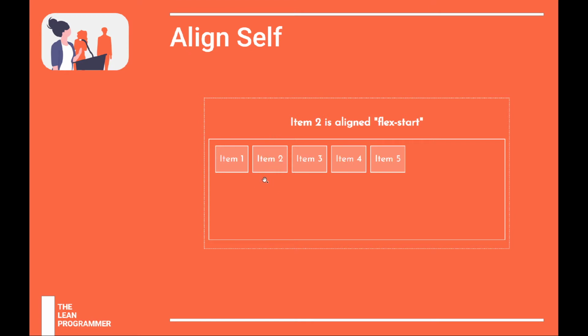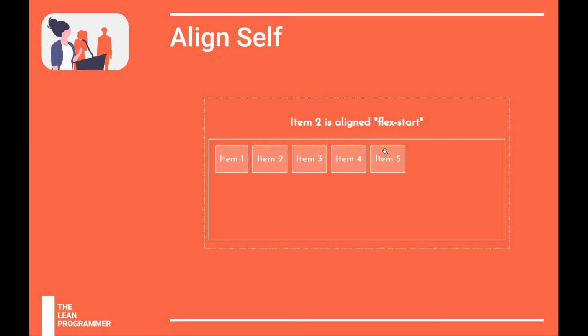Again, remember that alignment is across the cross axis. So this is horizontal, the row direction. That's why the cross axis is vertical. If we were doing it in flex direction column, then it would have been horizontal, and the alignment would have been on the cross axis. So always remember that. Using align self, we can align several items differently from other items.